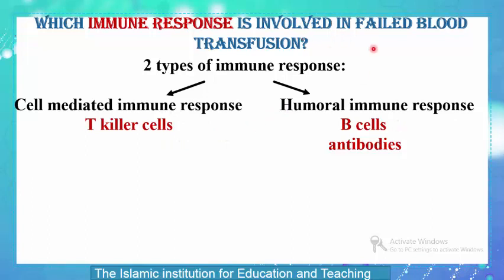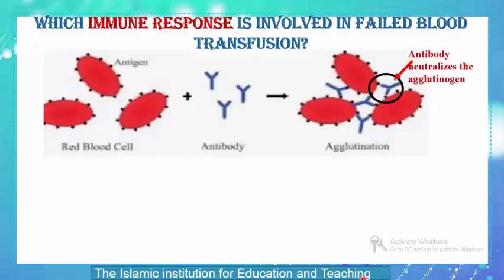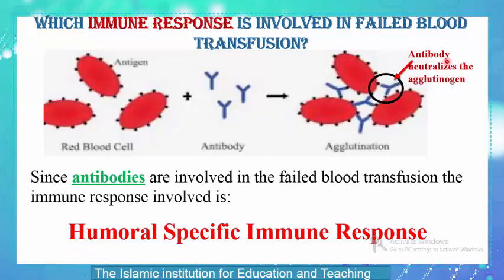Back to our question about which immune response is involved in the failure of a blood transfusion, remember that whenever there is agglutination, we talk about the failure of a blood transfusion. And agglutination occurs when there is complementarity in the shape between the antibody and the shape of the antigens, causing them to bind together. Since we are talking about the action of antibody, the type of immune response involved is the humoral specific immune response.